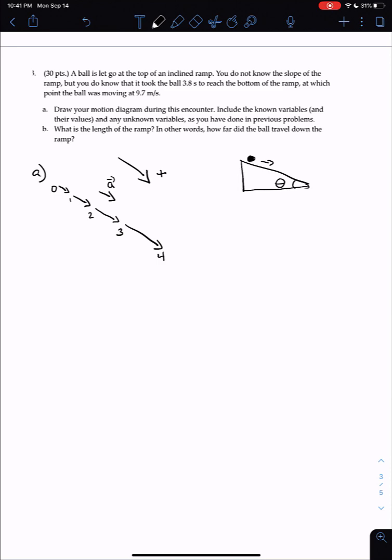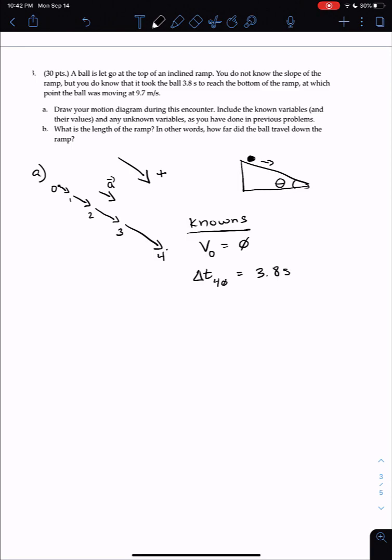I also need to look at the problem itself to see what my knowns and unknowns happen to be. So my knowns: it tells me that the ball was let go at the top of an inclined ramp. So I can assume that the initial velocity, v at that point 0 over here, was 0, meaning it started from rest. It also tells me that it took 3.8 seconds for it to reach the bottom of the ramp. So let's assume that my point 4 that I have marked here is the end of this ramp. That means the elapsed time between position 4 and position 0 is that 3.8 seconds.